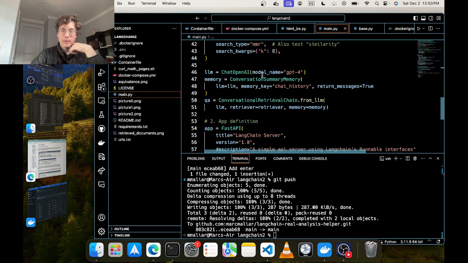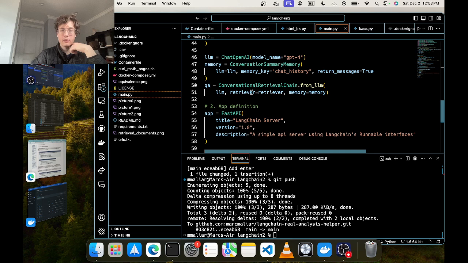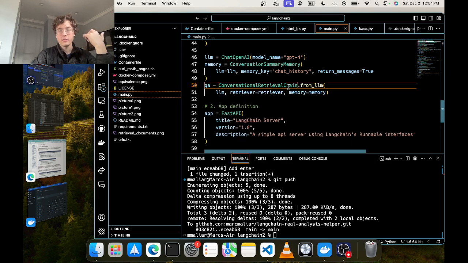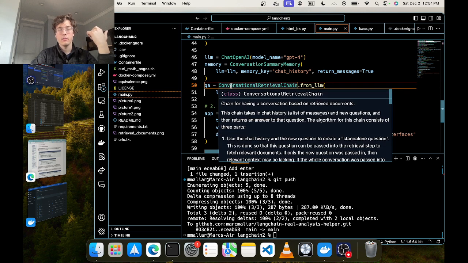So then here's my ChatOpenAI, and then here I use an LLM, a LangChain-provided conversational retrieval chain. I didn't realize this at the time, but this thing is really limited.